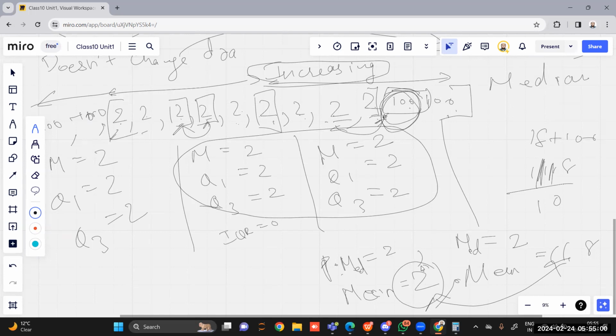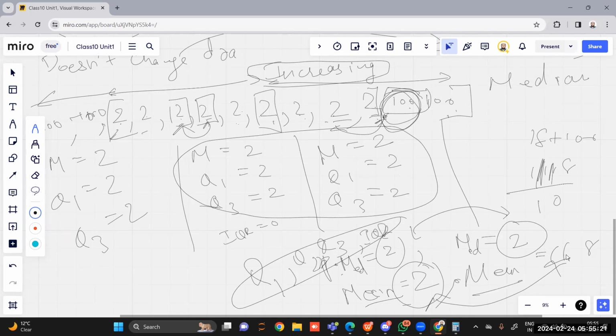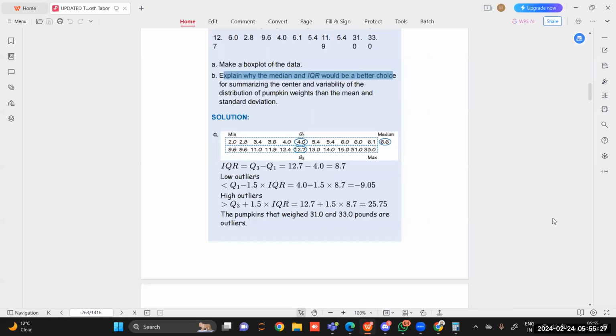Is there any change in the median here? No, correct? So there is no change in Q1, no change in Q2, no change in Q3, and no change in IQR also. But there is a change in the mean. So the mean is not resistant, but Q1, Q2, Q3, and IQR are resistant. That's good.